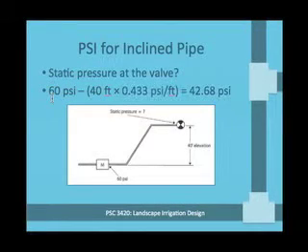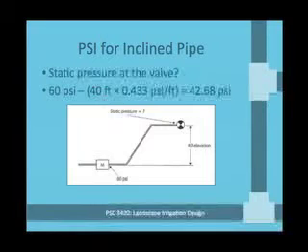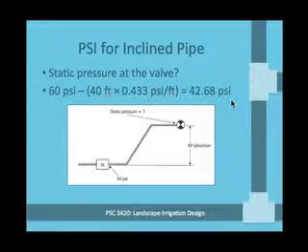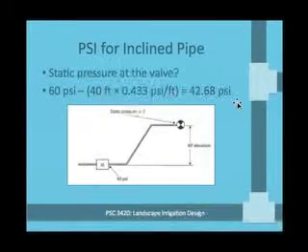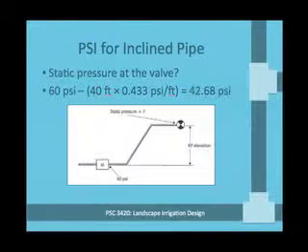So you have the 60 psi you're starting with at the meter. You're going to subtract 40 feet in elevation change times 0.433 psi per foot of elevation change, and you end up with the answer of 42.68 psi. It's important to do this portion of the calculation first before you subtract it from 60 psi.